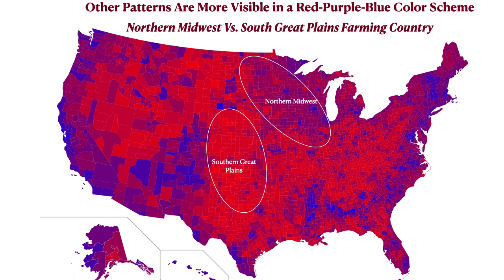But the agricultural counties are mostly purple rather than red. And that's quite a contrast with the southern Great Plains, a more lightly populated area, fewer big cities, fewer cities at all, but there are some. But this is an area that is very red, one of the reddest areas in the country today.